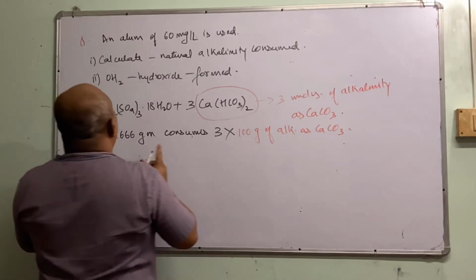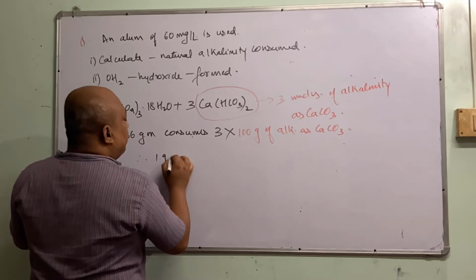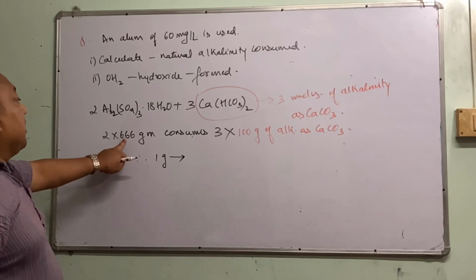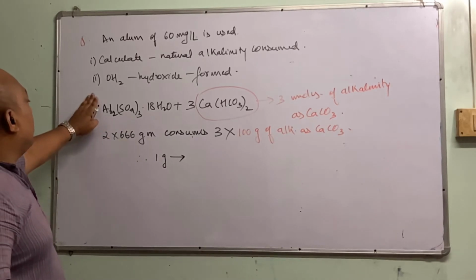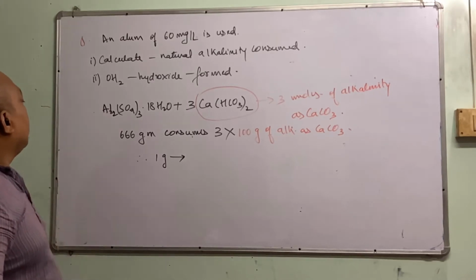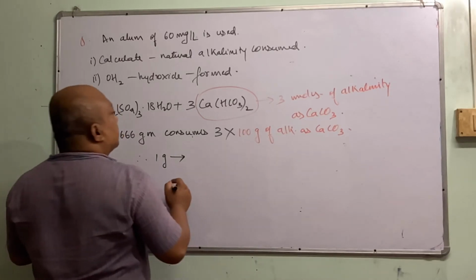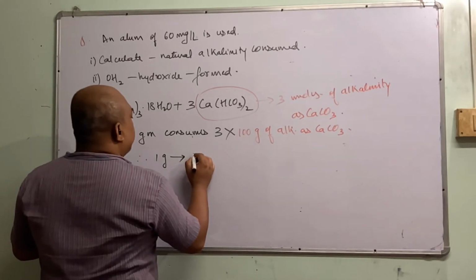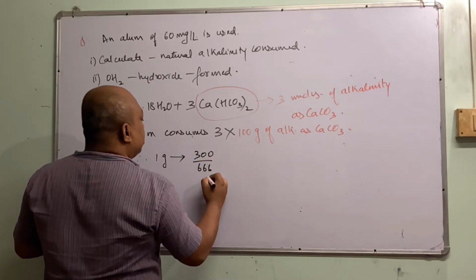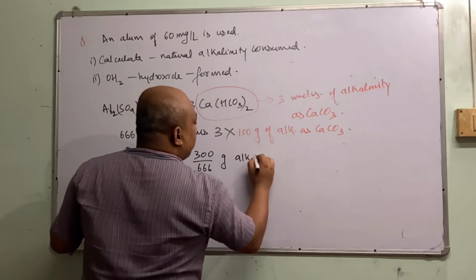Therefore 1 gram produced. My previous question may then probably be wrong. It is not 2 times 666 gram; the 2 is not there. Correct. So 666 gram, 1 gram produced, consumes 300 divided by 666 gram of alkalinity as calcium carbonate.